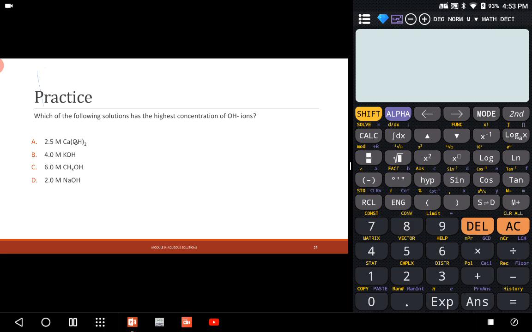Okay, so let's look at whether they are strong or weak electrolytes first before we get started. Calcium hydroxide is a strong base and it's also ionic. This one is also ionic. This one though, it's non-ionic. This is molecular. It's an organic molecule. That's methanol. We'll learn about nomenclature for that soon.